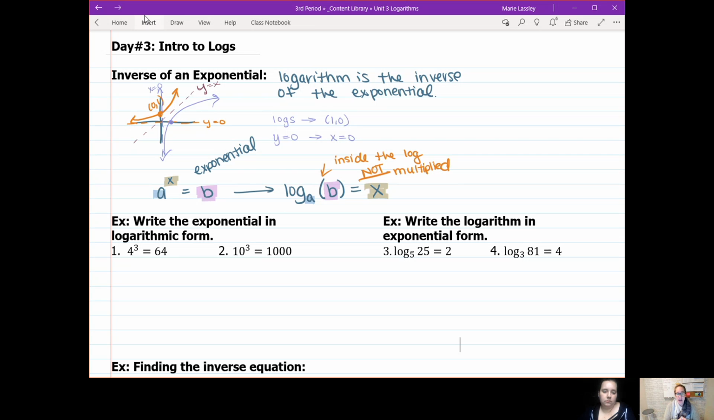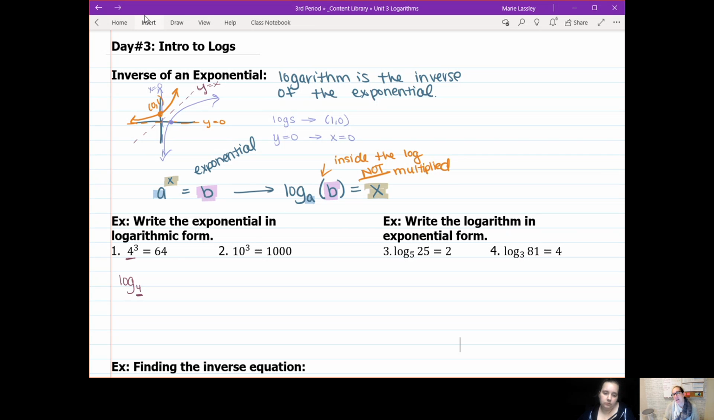Okay, so now let's go over some example problems. First we're going to go from exponential form to logarithm form. So we're just going to practice going back and forth. We have 4 to the third equals 64. 4 is our base. So when we go to log format, we write LOG. 4 is our base number. It's going to be the base of our log. It's a subscript, so it's written below the log.